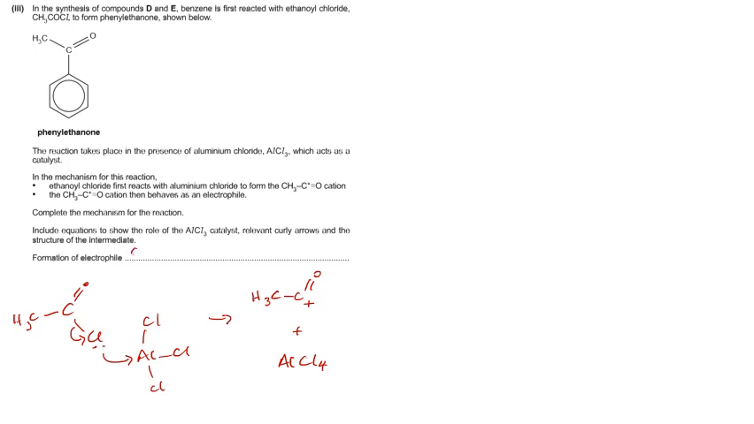We've got our ethanoyl chloride, right, we've got our catalyst, right, and they go to make our electrophile. Right, we're going to put the positive on the carbon there. You could also put the double bond in there if you want. You don't have to. And we got AlCl4 minus, and we should have a minus on here as well to be strict. Okay, so that's the first mark, all right.